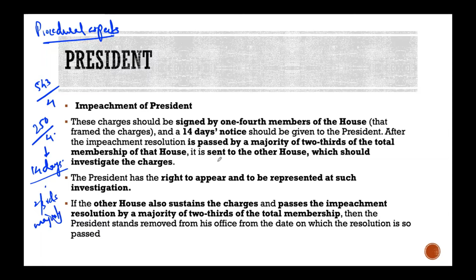it is then sent to the other house, which will investigate the charges. Let us say Lok Sabha is the one that wants to go ahead with this. Then the investigation job is given to your Rajya Sabha. Now, that does not mean that the Rajya Sabha will do its work and the president has no right to appear or be represented during this investigation, to highlight the president's position: no, it is not so, no, this is why I did what I did. The president has a right to appear and be represented. And represented means what? Like maybe with a lawyer.